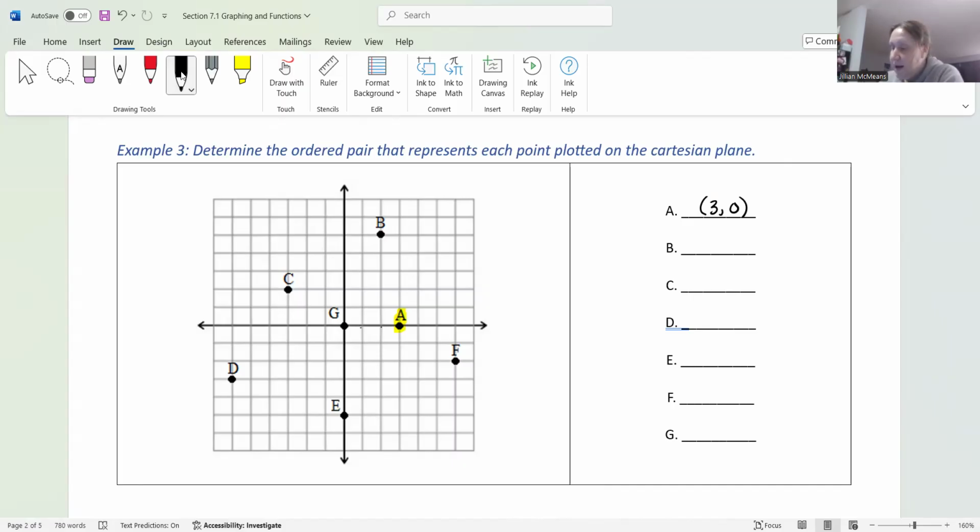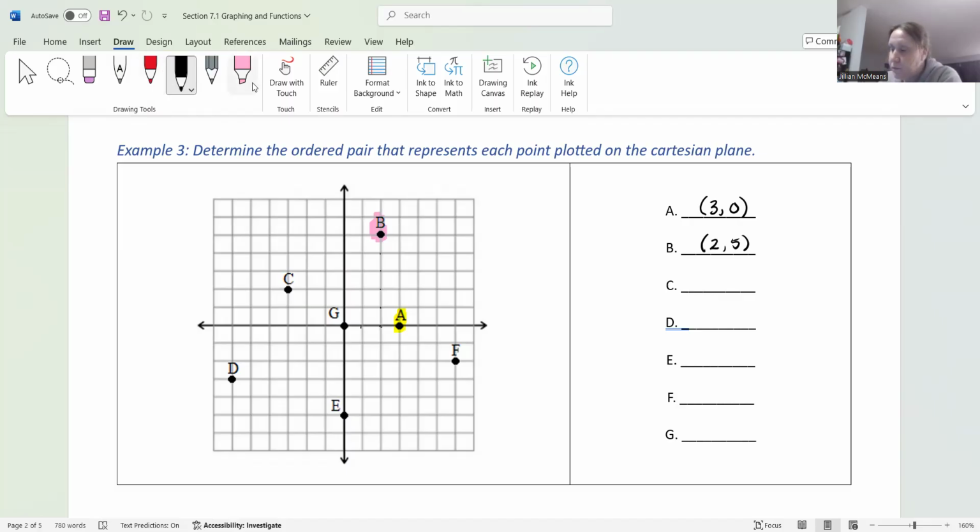Now point B is up here. I'm going to try to do different colors so we can keep track. So for point B, we want to get to that point, and how would we do that? Well, from the origin, I would have to go to the right 1, 2, and then I would go up 1, 2, 3, 4, 5. So to go to the right 2, I would use a positive 2, and then up 5, I would go positive 5. So the ordered pair that represents point B would be 2, comma 5.